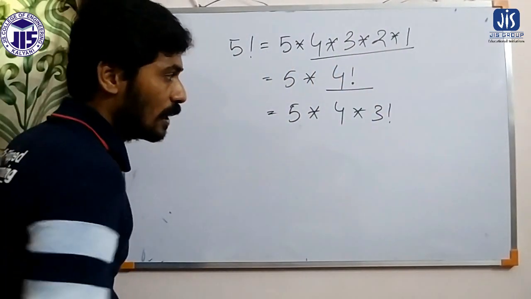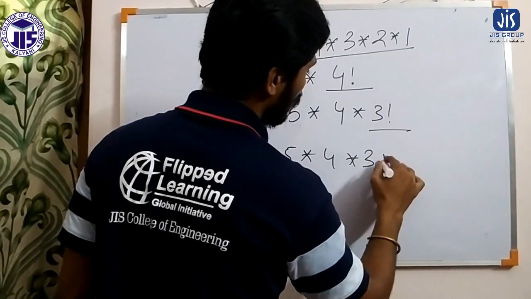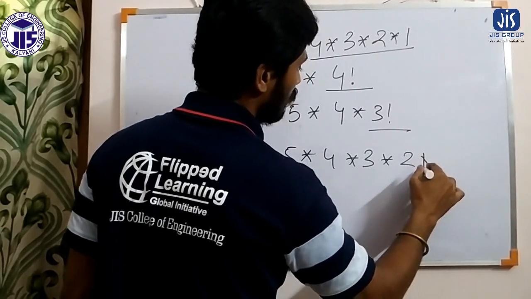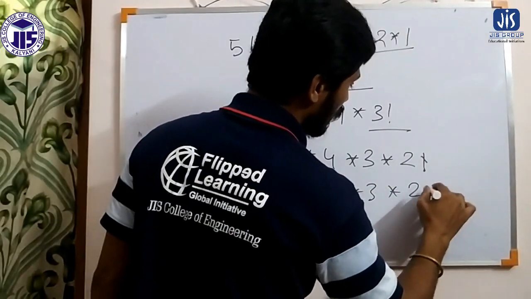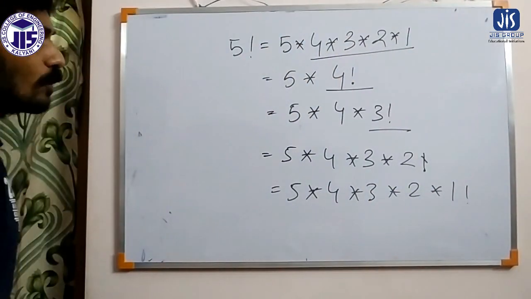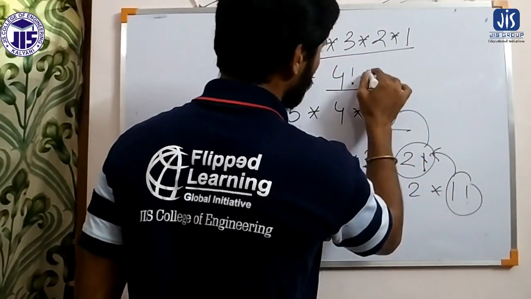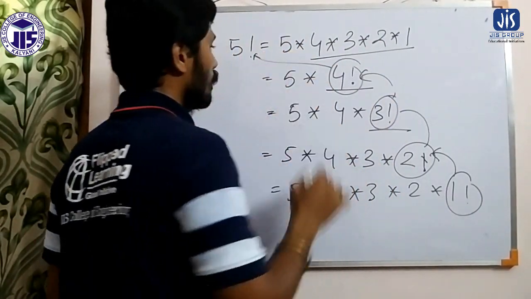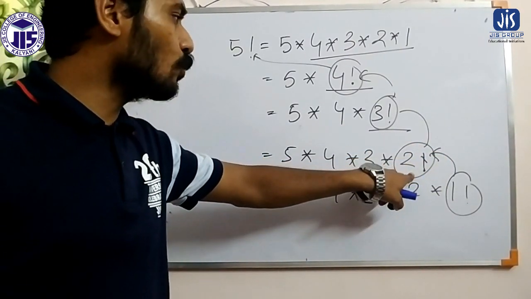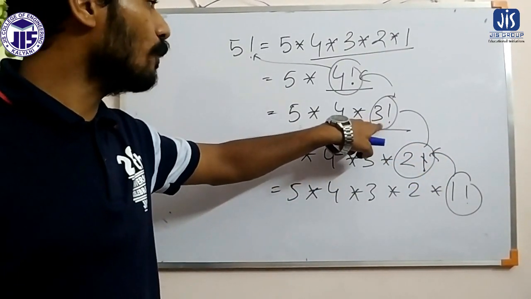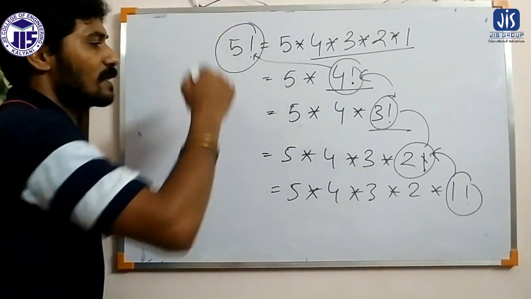3 factorial. Now 3 factorial also we can break as 5 into 4 into 3 into 2 factorial. That can also be broken into 5 into 4 into 3 into 2 into 1 factorial. So in that way you can see, by using one factorial we are finding out another factorial. With the help of 1 factorial we are finding out 2 factorial. With the help of 2 factorial we are finding out 3 factorial. With the help of 3 we are finding 4 factorial, and with the help of 4 factorial we are finding out 5 factorial. So here is the concept of recursion.